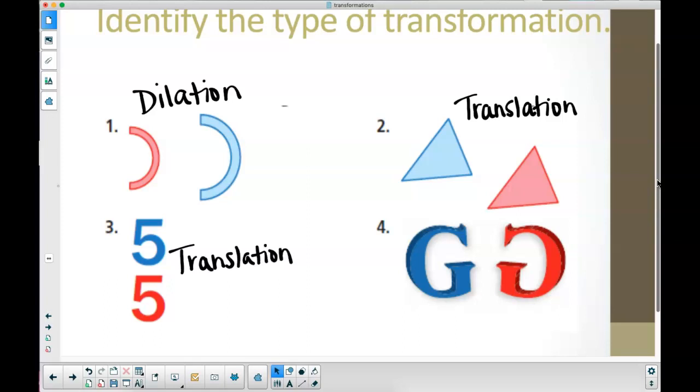And number four, a reflection. Okay, there's an imaginary line about right here. And if we flip it on top of there, it would land on top of each other. Oh, could they be one and one? Sometimes it can be, yeah. So I could reflect it and then turn it. Right, then it would be both.